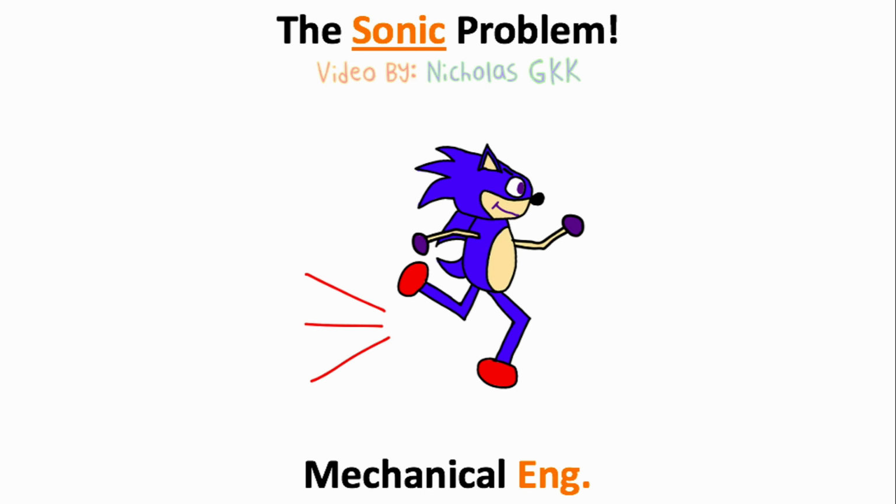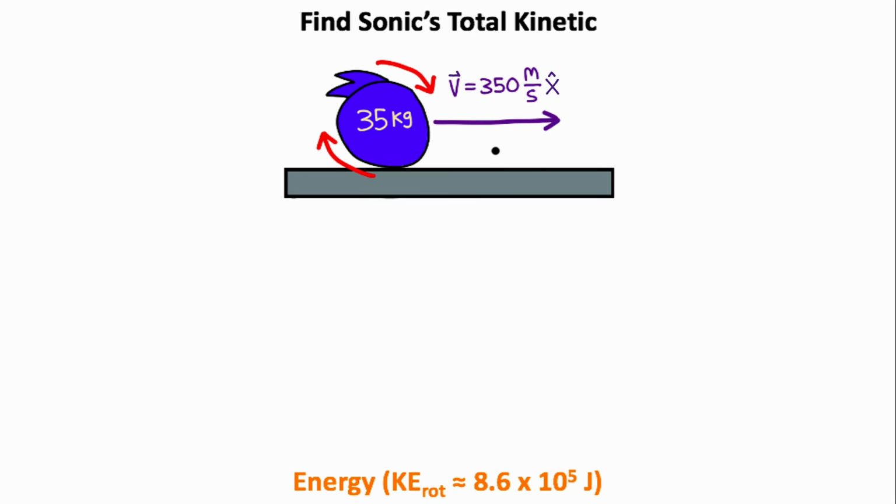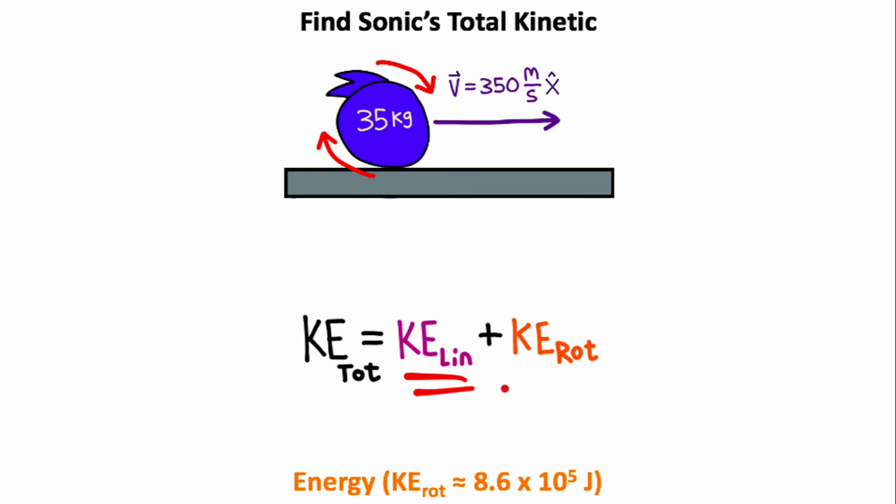The Sonic problem is a bit difficult. So in this problem we have Sonic and he is moving down this road. We want to calculate Sonic's total kinetic energy. Now the reason this problem's a bit difficult is notice how Sonic has both linear motion and rotational motion. So to find Sonic's total kinetic energy, we're going to need to add the linear and rotational kinetic energy together.